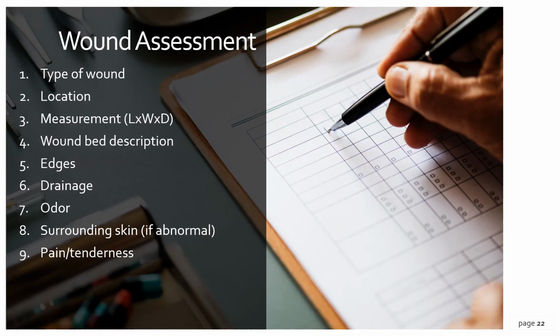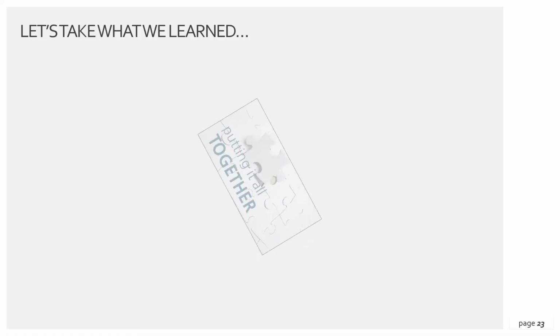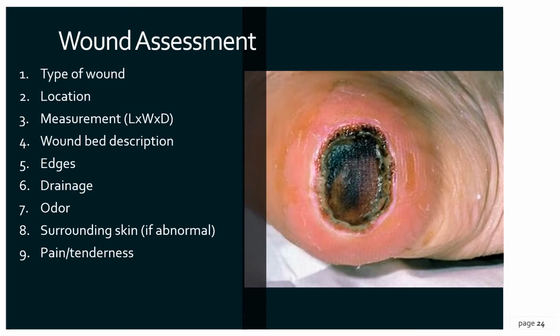So in our wound assessment, we've talked about types of wound, location, and we measure it, including tunneling or undermining. Then we describe the wound bed, the edges, drainage, odor, surrounding skin, and then of course you want to ask the patient if there's any pain or if it is tender. So now let's take what we learned and have a little practice here. Here's a picture from before. What type of wound is this?